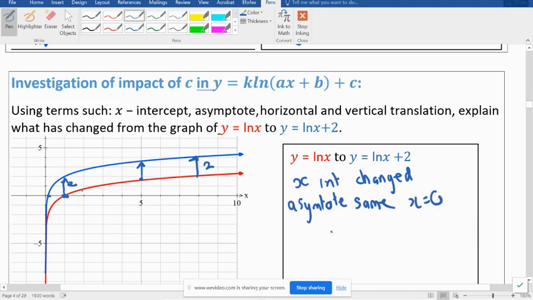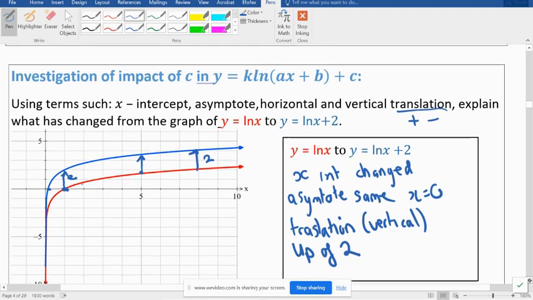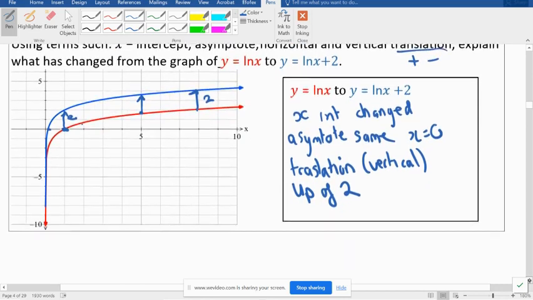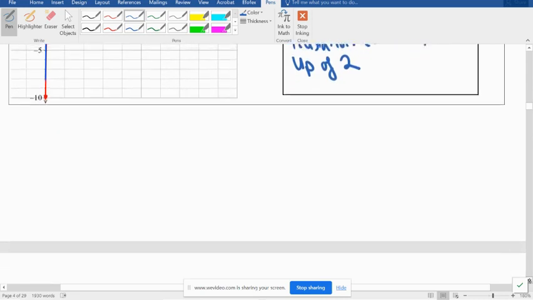All right, but what we have done is, and we use the word translation this time. Translation is what we do when we go up or down, okay? So we got a translation, sorry, I forgot to say it's a vertical, so it's going up. Translation up of 2, okay? So up by 2 is fine. A vertical translation of 2 is fine. That's what's happening in that graph there. Okay, moving on to the next investigation part.